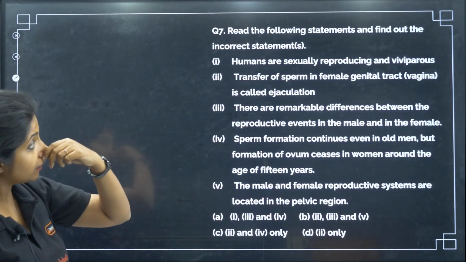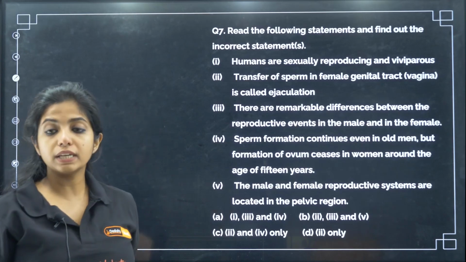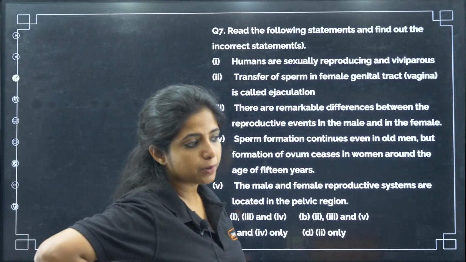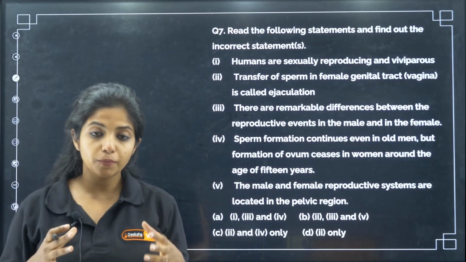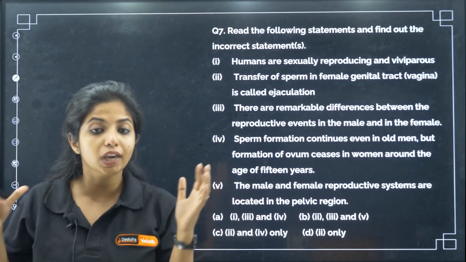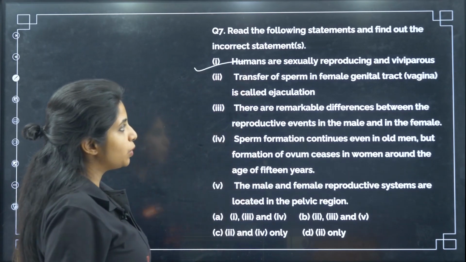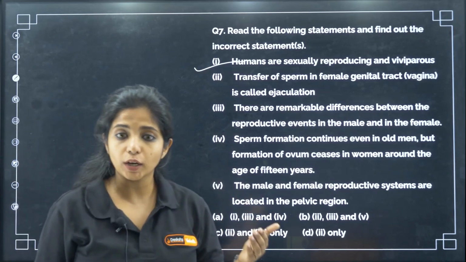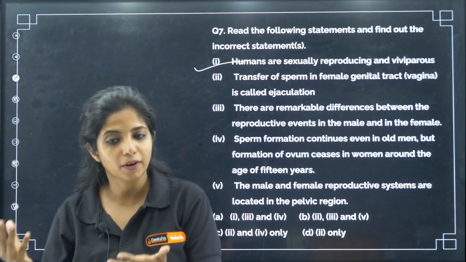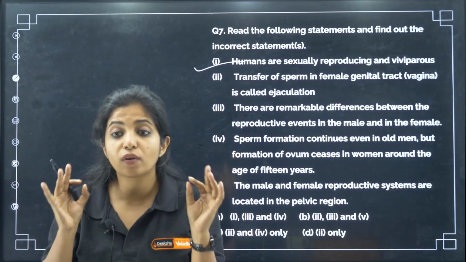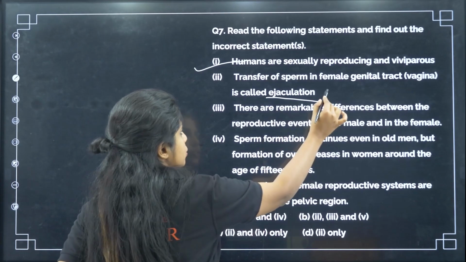Now, next thing, read the following statements and find out the incorrect statement. Humans are sexually reproducing and viviparous. Are humans sexually reproducing? Yes, my dear children. Both male and female gametes come together. Viviparous, as in, do they give birth to an entire organism? Yes, they do. They do not lay eggs, right? This is correct. Now, transfer of sperm in the female genital tract, the vagina, is called ejaculation. No, ejaculation can happen anywhere. It does not necessarily have to be in the vagina itself. It can happen outside also. Basically, this process, transfer of sperm in the female genital tract, I'll call insemination. Not ejaculation. So this would be wrong.